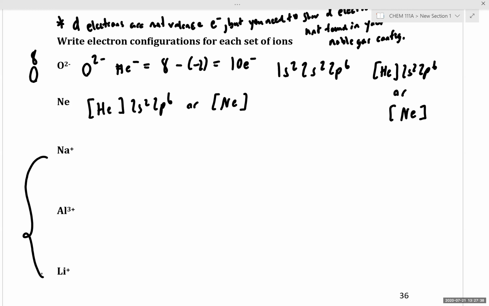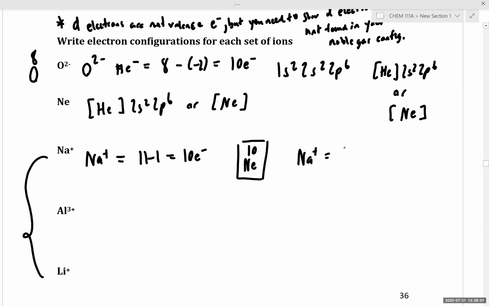Okay, so let's look at this example. Sodium plus has 11 minus 1, which is 10 electrons. One trick that you can do is look at the periodic table and look for the element that has the same number of electrons. So we know neon has 10 electrons, so we can write the configuration for sodium plus as equivalent to that of neon, which would be helium 2s2 2p6.